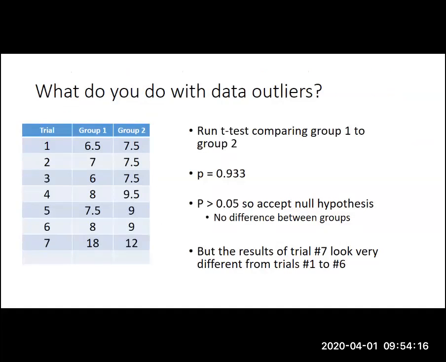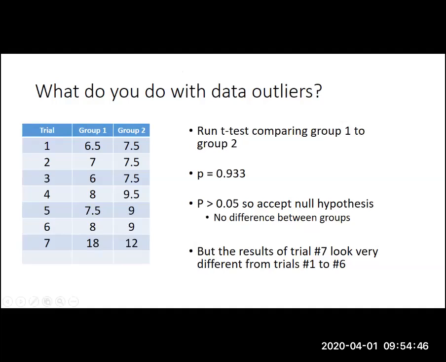Okay, so in the second example, what we're going to look at is what do you do with data outliers? So we're going to set up an experiment. We're going to have 2 groups. We're going to run 7 repeats or 7 trials, and we're going to record the results. And so we've got group 1 in the first column, group 2 in the second column. We're going to run a t-test comparing group 1 to group 2, and we get a p-value of 0.993.